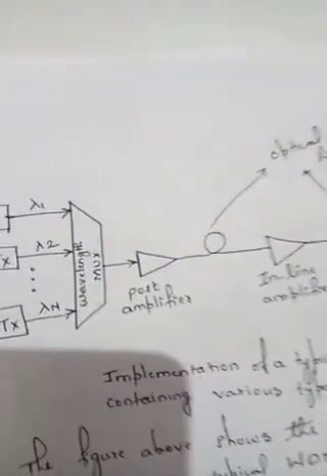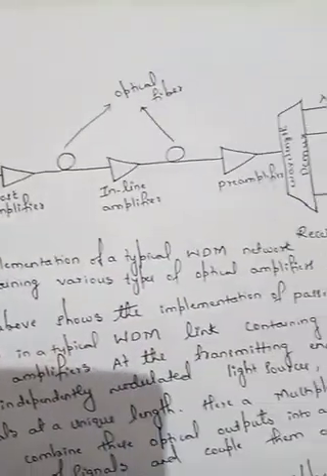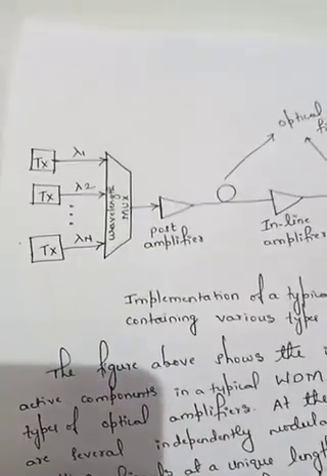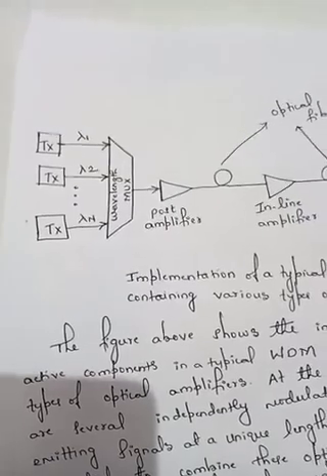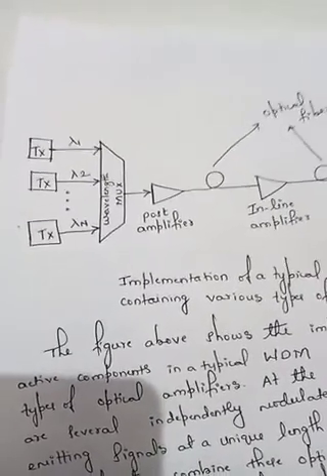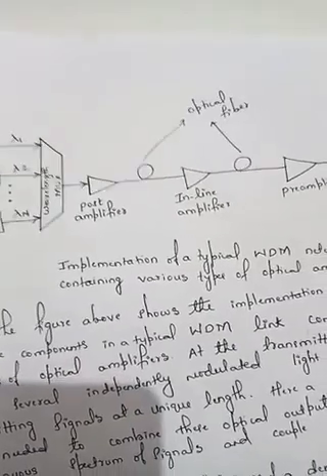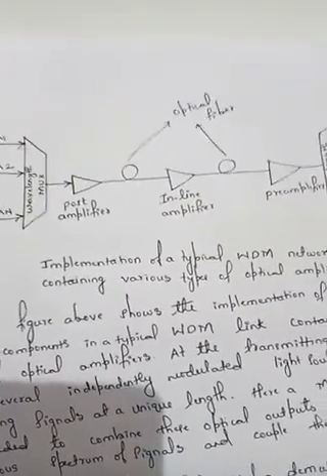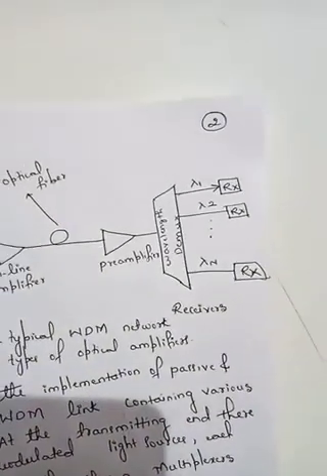So this is the figure of the implementation of a typical WDM network containing various types of optical amplifiers. First, it consists of transmitters, different transmitters with different wavelengths, connected as the input to the wavelength mux. Output is given to the post amplifier. Then there comes the optical fiber, inline amplifier, pre-amplifier and wavelength DMX with a number of receivers.